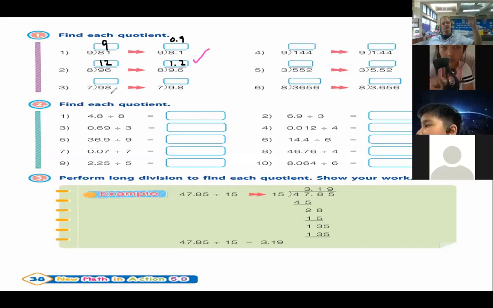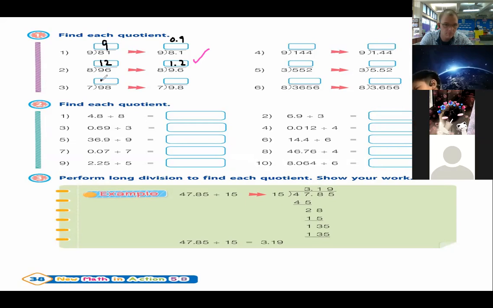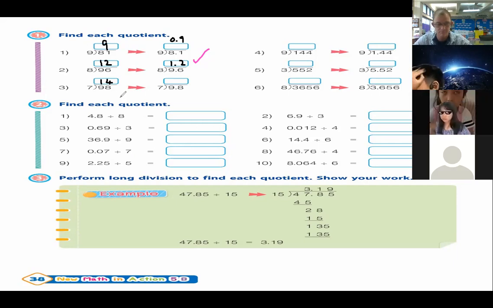What is 98 divided by 7? Oh, you're a bit slow this morning, huh? A little bit slow. Remember, 7 times 10 is 70. 98 minus 70 is 28. 28 divided by 7 equals 4. So together it's 14. So if 98 divided by 7 is 14, what is 9.8 divided by 7? 1.4.